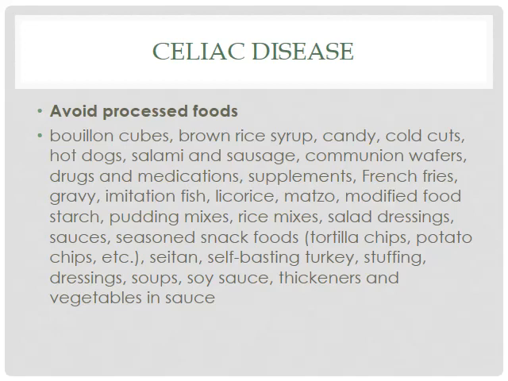Here is a list of processed foods that may contain gluten. Some examples from this list are bouillon cubes, cold cuts, french fries, rice mixes, salad dressings, stuffing, soups, soy sauce, thickeners, and vegetables in sauce.